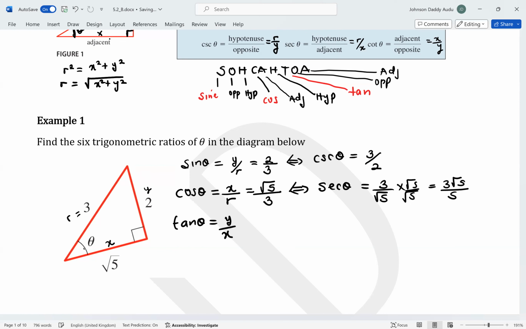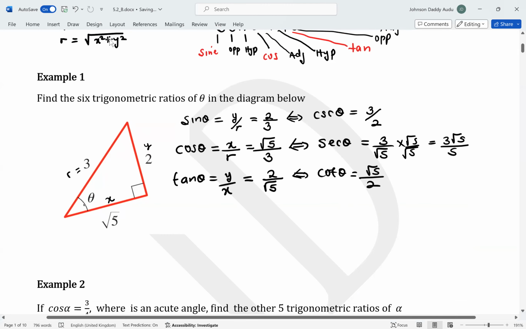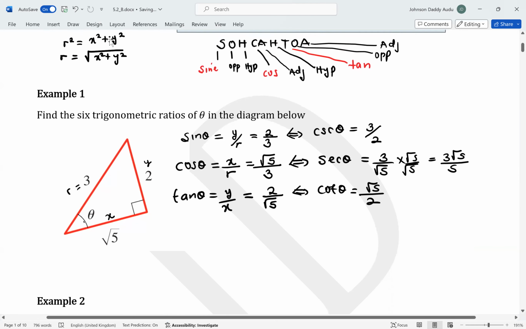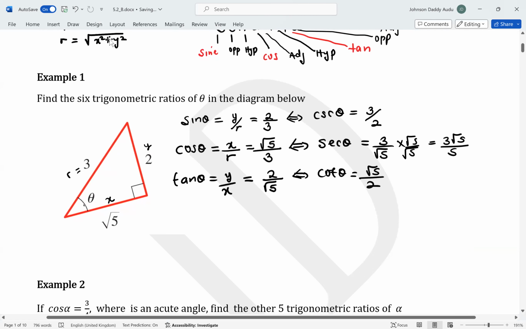Then tan theta is just what? Y over what? Over x. And what is y? You can see y is 2 over √5. And that means that cotan theta is just going to be √5 over what? Over 2. Okay, so these are the 6 trigonometry ratios from this diagram.